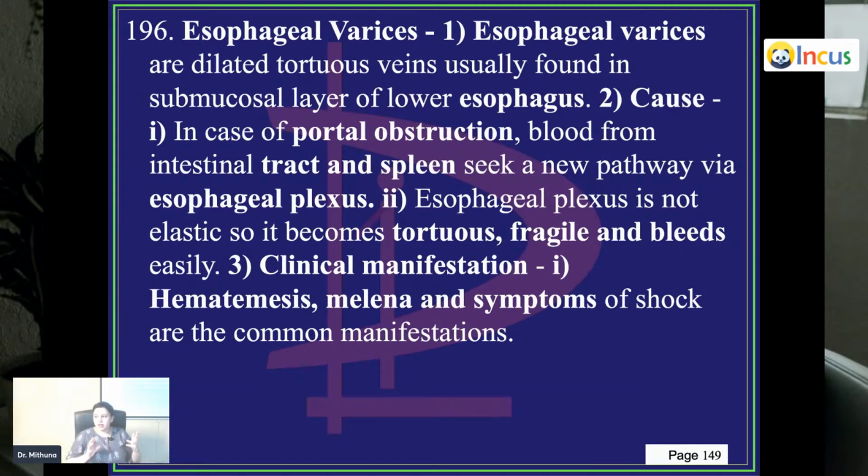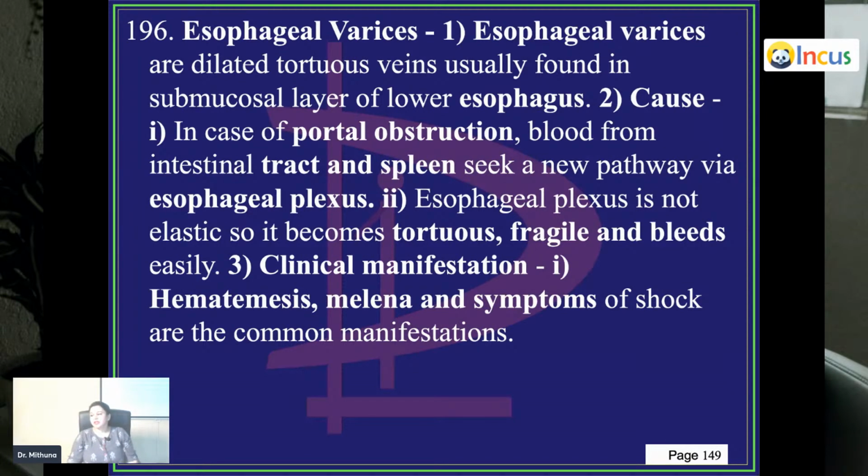I will read this line for you again. In case of portal obstruction by the liver, blood from the intestinal tract and spleen will seek a new pathway via the esophageal plexus. That is why the veins in the esophagus get dilated. All that excess blood is being diverted towards the esophagus. The esophageal plexus is not elastic, so it becomes more tortuous, fragile, and bleeds easily.